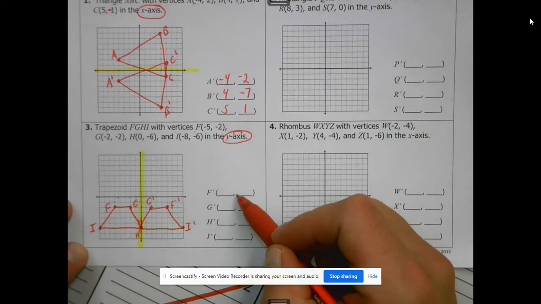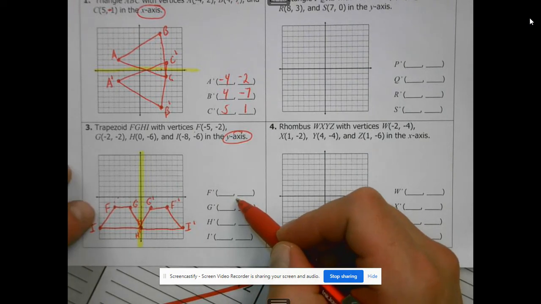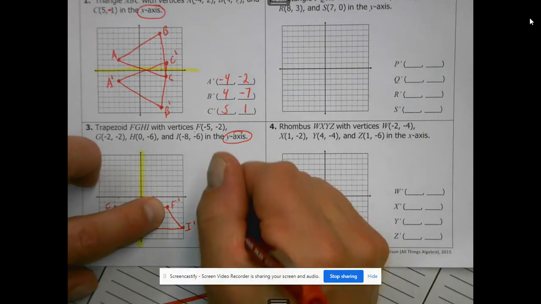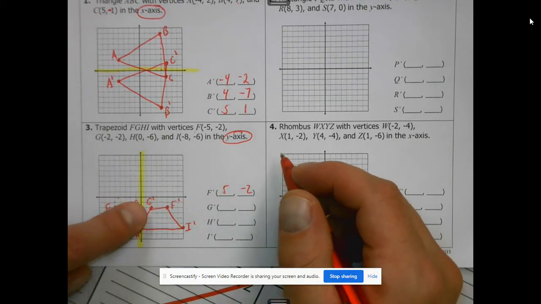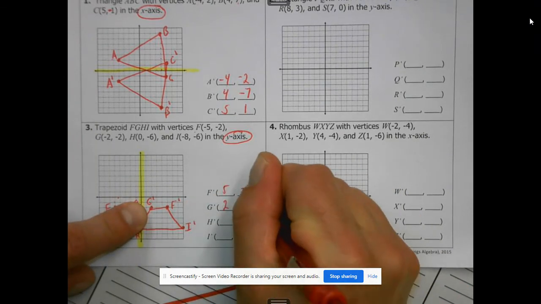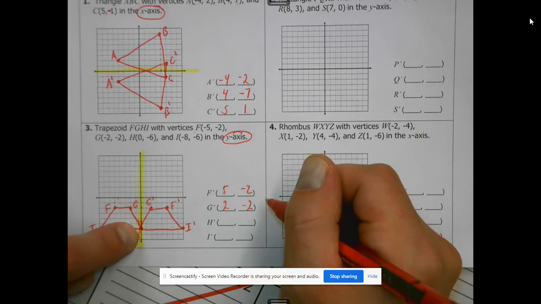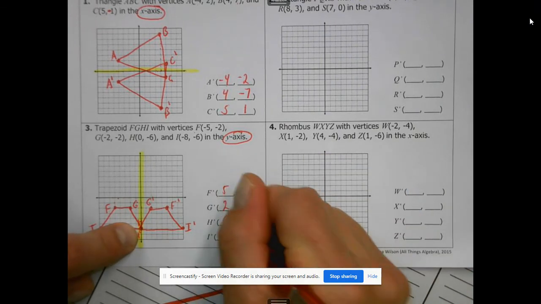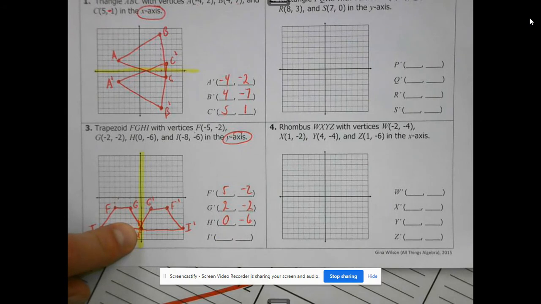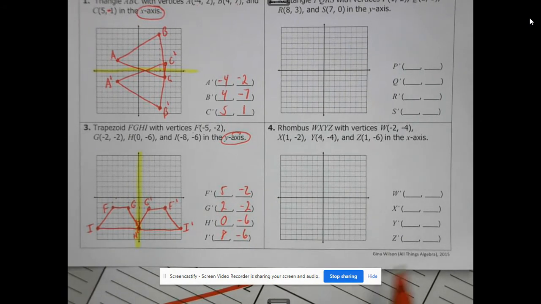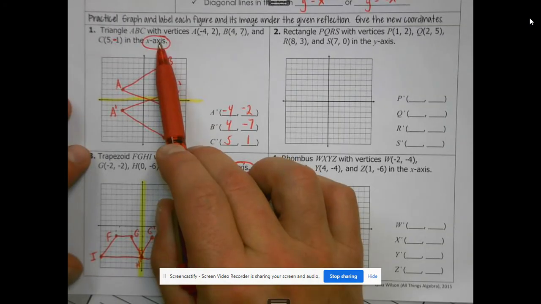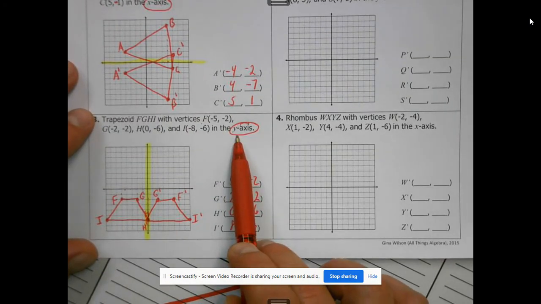And then over here, just put where the new points are located. F prime is over 5, down 2. G prime is over 2, down 2. H prime is over 0, down 6. And I prime is over 8, down 6. So there's an example of an x-axis reflection and an example of a y-axis reflection. To the back.